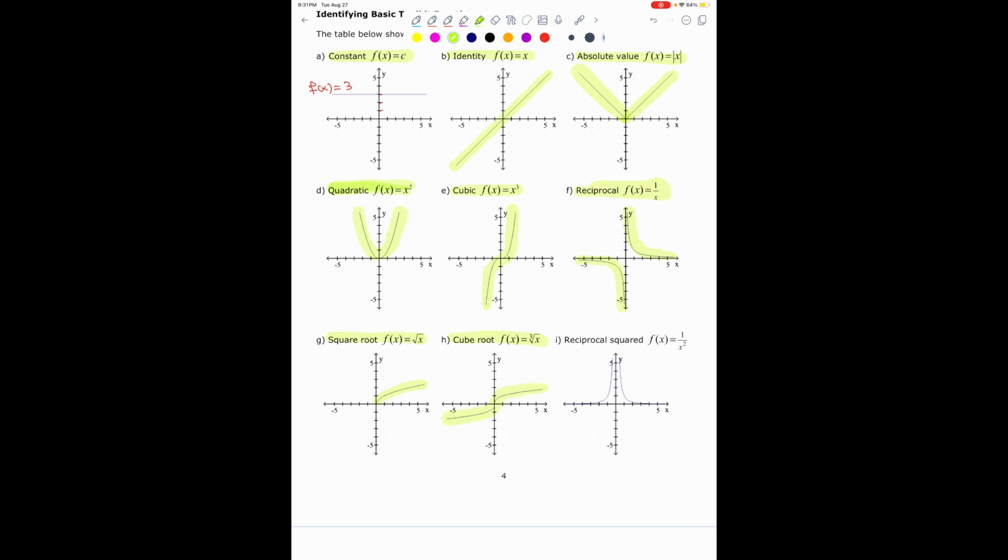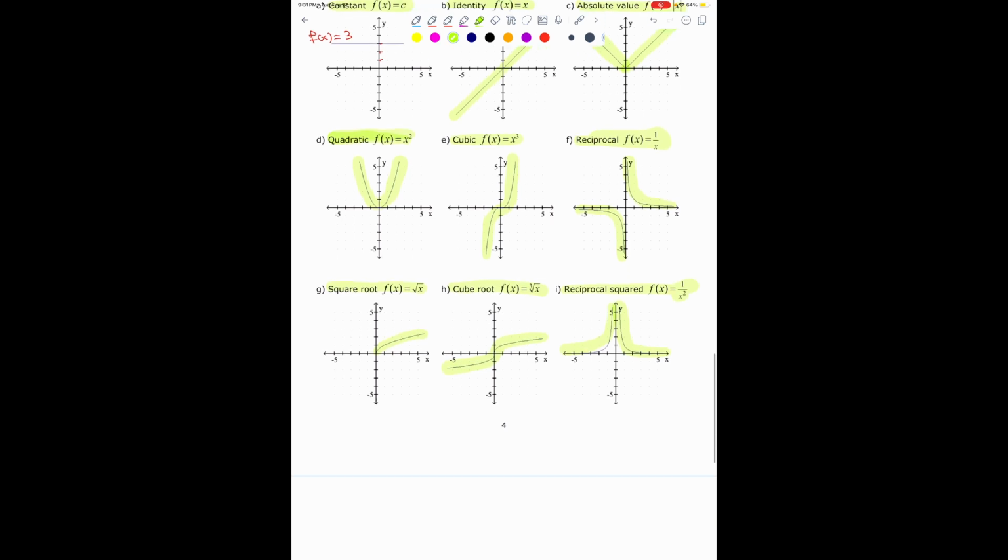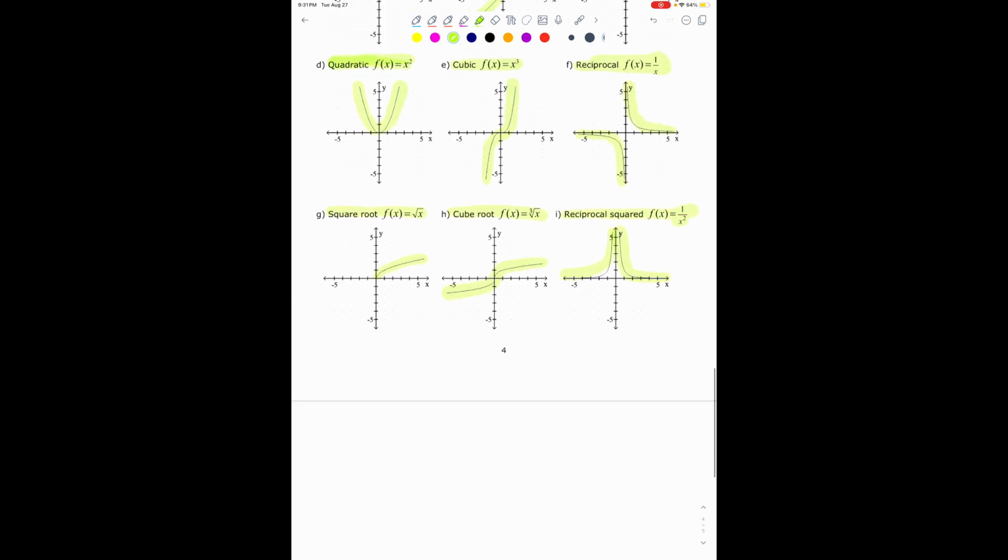And then the reciprocal squared function, which is f of x equals 1 over x squared, has two parts and both of them are above the x-axis because it is squared. So both of them are positive and above the x-axis. That concludes section 3.1. If you have any questions, let me know.